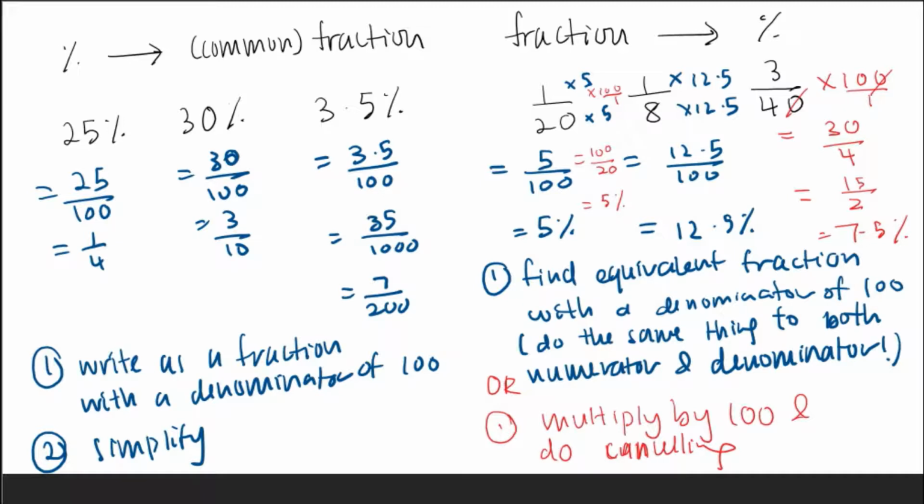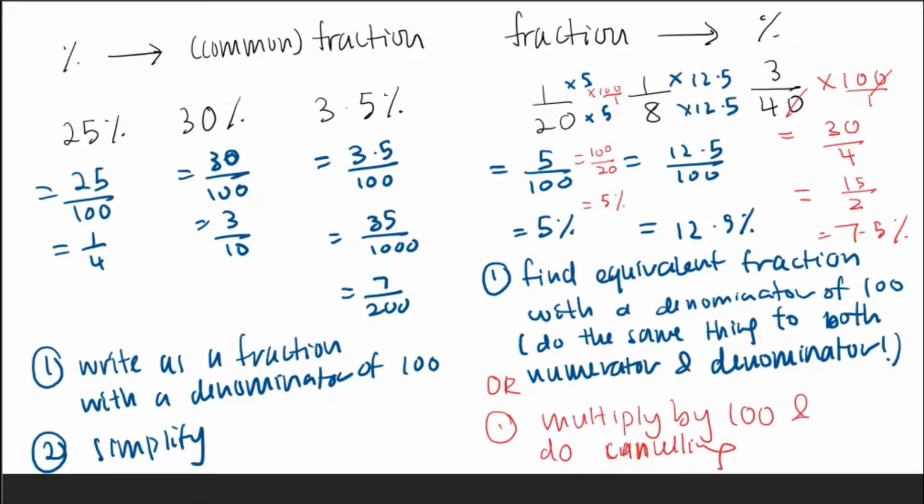But there's also another way. I think it's quicker. You just multiply the entire fraction by 100, and then simplify. Cancelling in terms of simplify. So, like for example, 1 over 20, you just times 100, then you get 100 over 20. 100 divided by 20 is actually 5, so that's 5%. You get the same number.